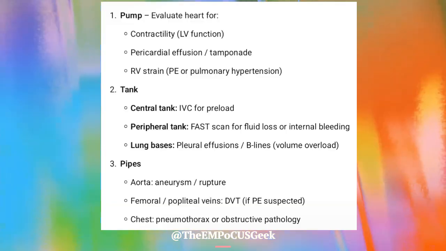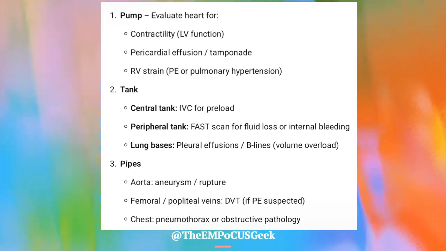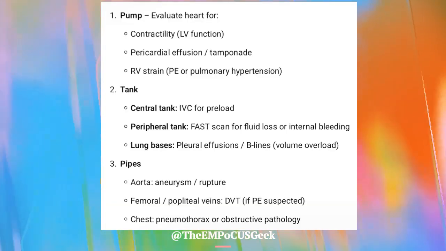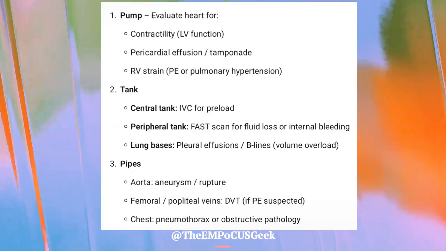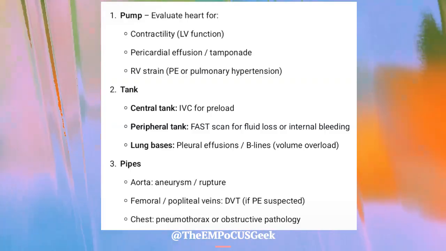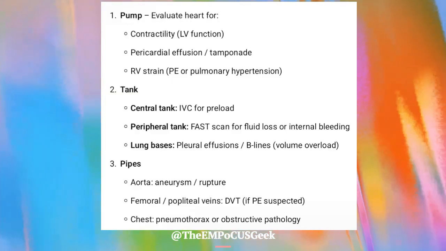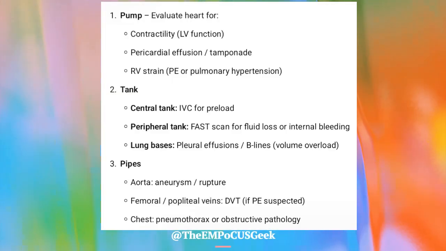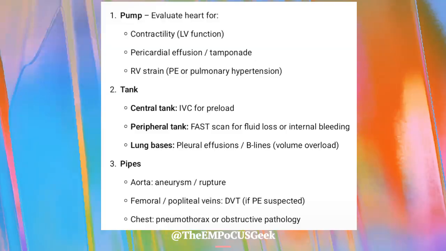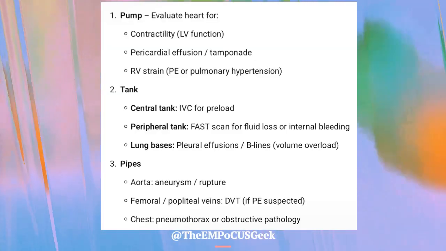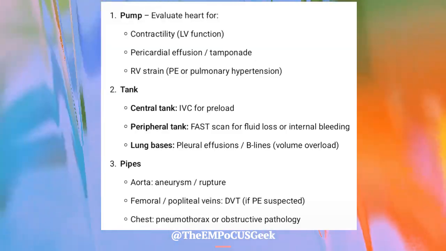The pipes. We assess the aorta for aortic aneurysms or rupture, femoral and popliteal veins, looking for DVT if we are suspecting PE, and we look at the chest for pneumothorax or an obstructive pathology.